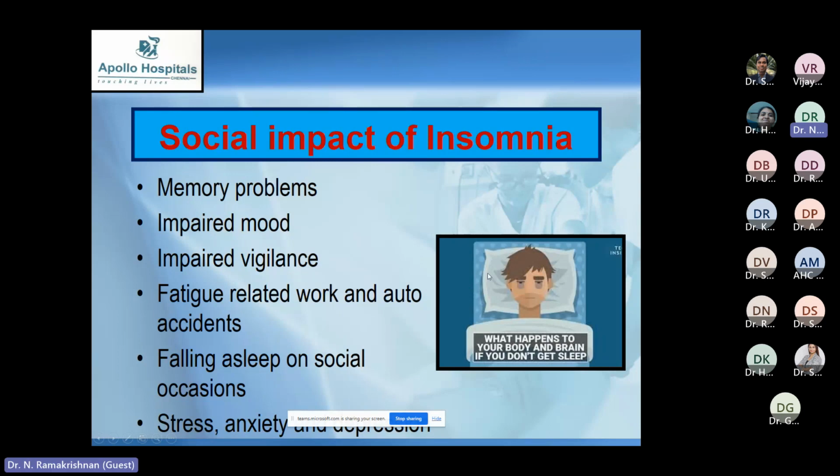So if you multiply this by several times, when people have what we call sleep debt, or accumulating a sleep debt, they can develop mood problems, impaired vigilance, inability to focus at work, significant memory problems, and fatigue, which can lead to work related accidents and also auto accidents or motor vehicle accidents. Falling asleep on social occasions becomes an embarrassment for several of them. And in the long run, as I said, several of these people can develop stress, anxiety, depression. So some of what we call psychosocial problems is what they could develop.